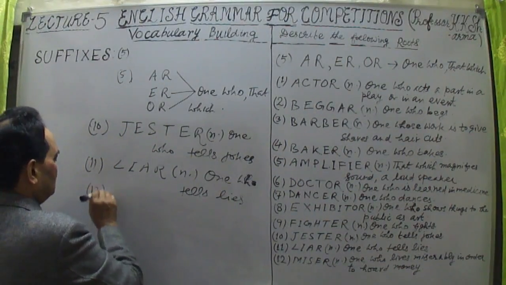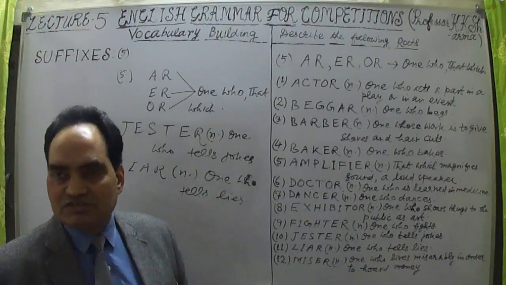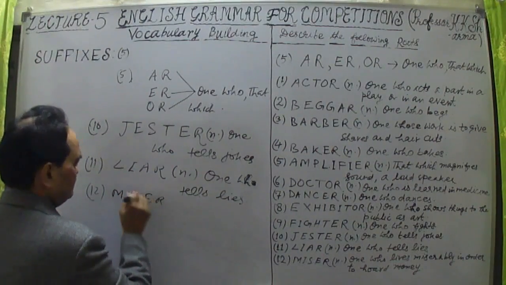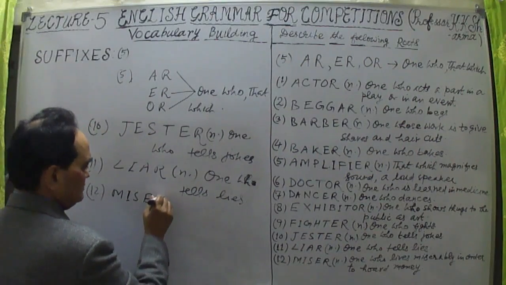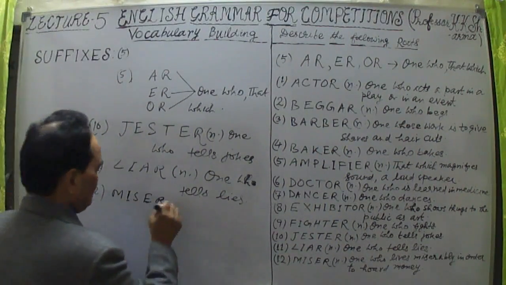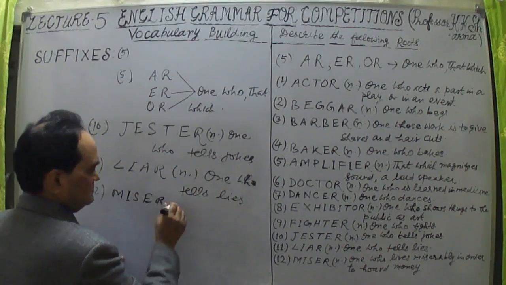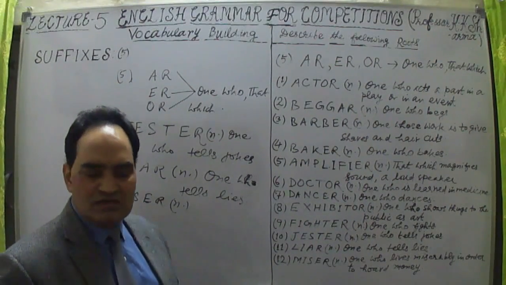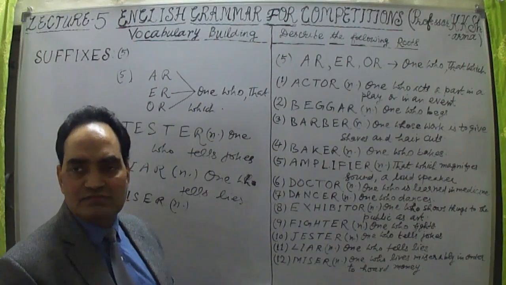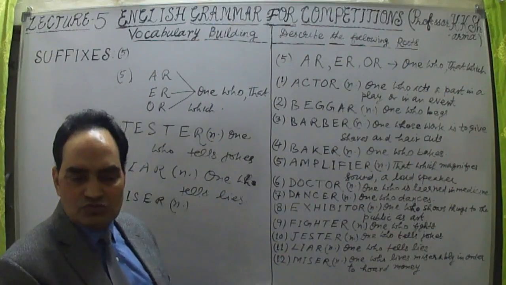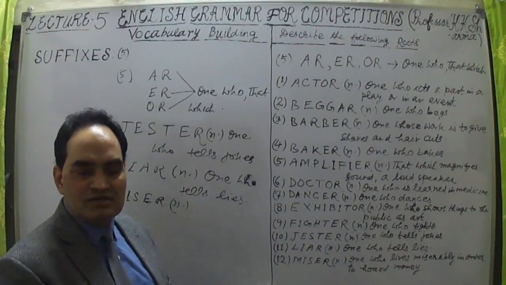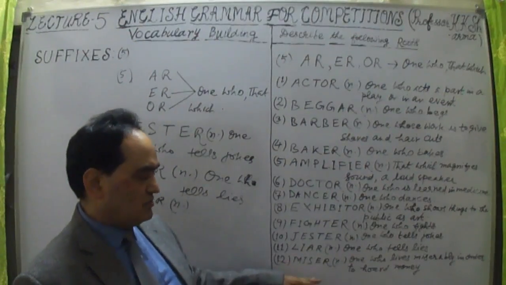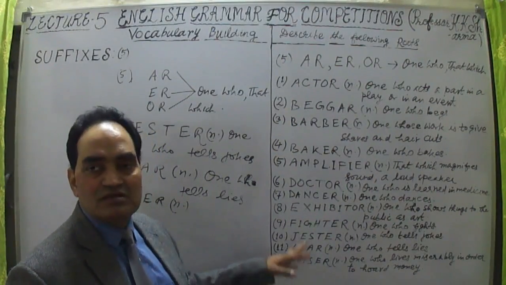Then the 12th word. 12th is miser. Who is a miser? M-I-S-E-R, miser. This is a noun again. A miser is a person who is not greedy, but he collects the money. He doesn't expend the money easily. His work is just to hold the money back. Even if there is a very small penny, he can't spend it. He can't spend his money upon things.